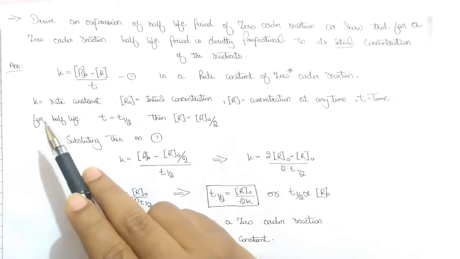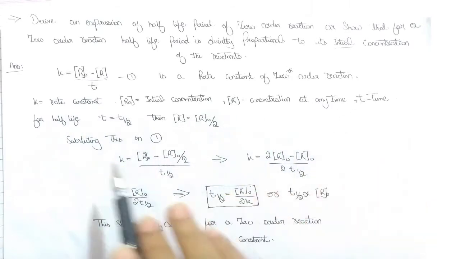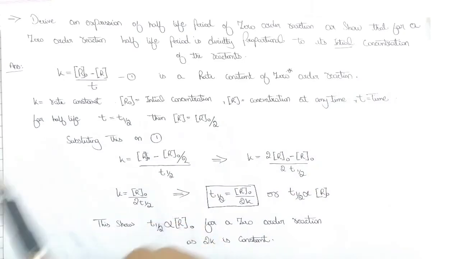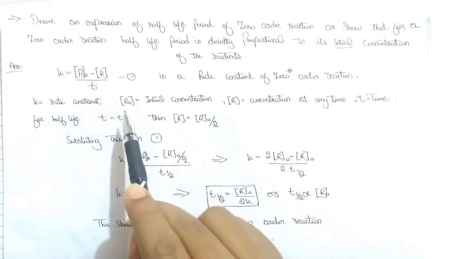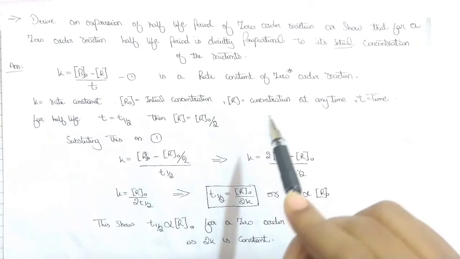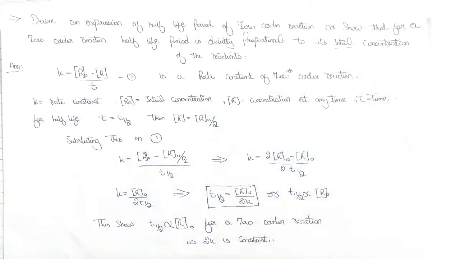Now, I have taken and defined all the terms here. Please do the same in your answer sheet. k is nothing but the rate constant, and R naught is nothing but the initial concentration of the reactant. R is the concentration of the reactant at any time, and t is the time.